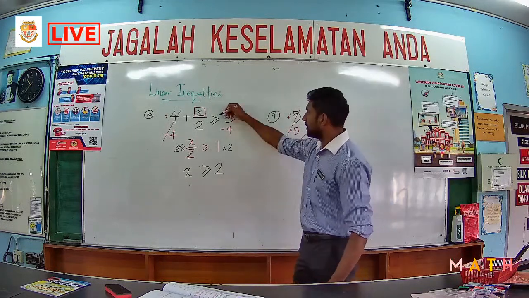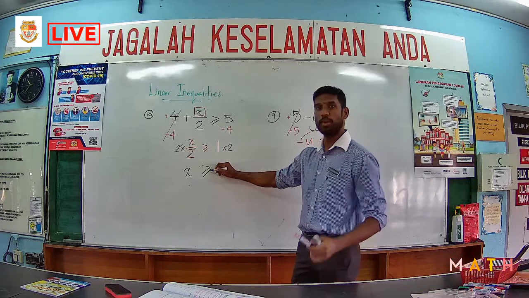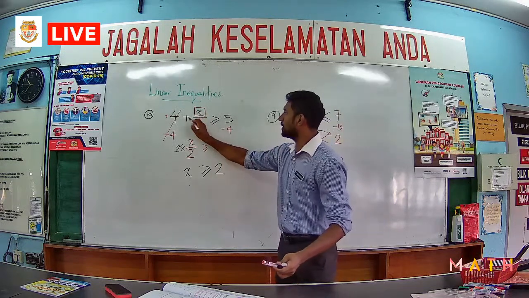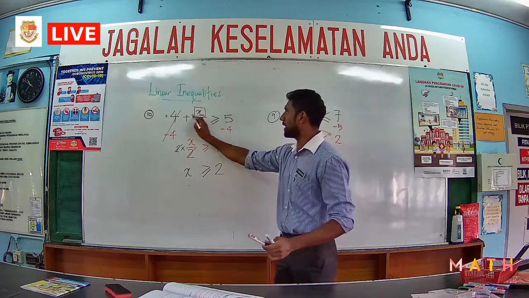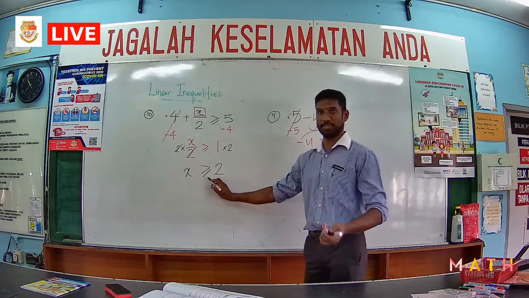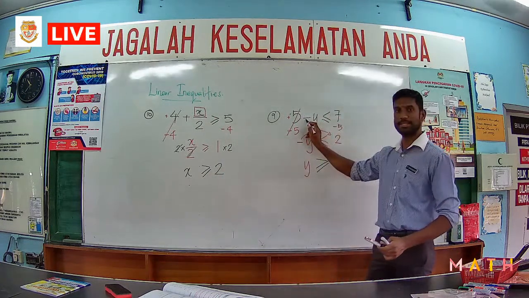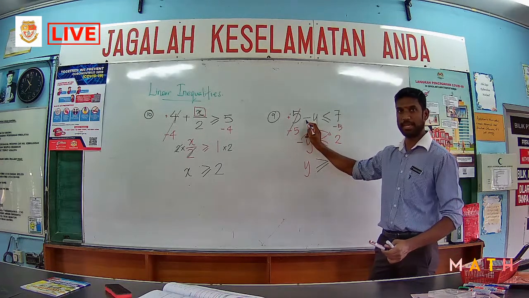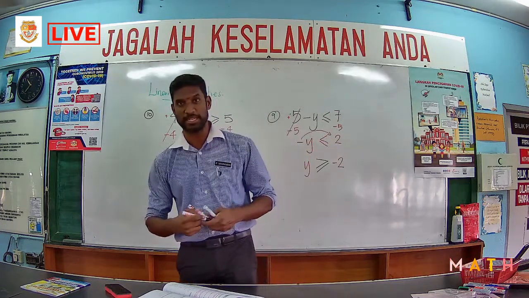So class, did we change the symbol here? No. Why? Because the unknown is already positive here. So that's why when the unknown is positive, we will never change the symbol to the opposite direction. It will be done only if the unknown is negative. I hope you get the basic idea of solving the linear inequalities.